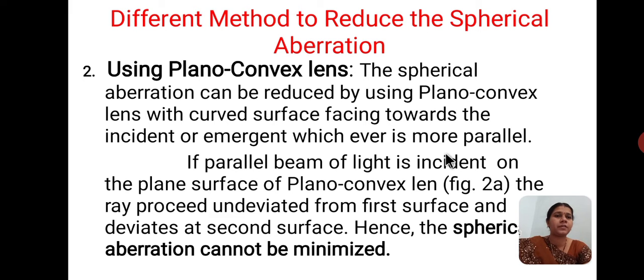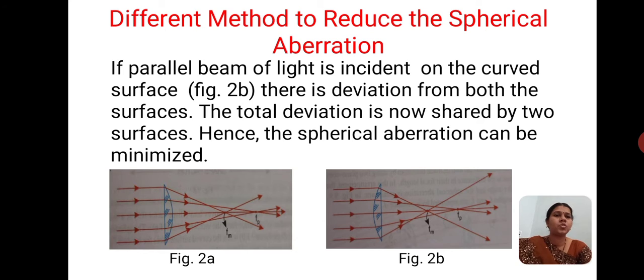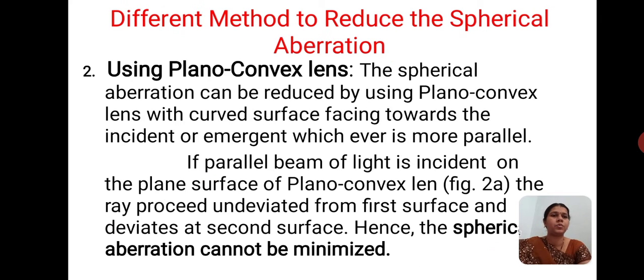I will show here now. The curved surface, they are told here, this is the curved surface. In the first figure we can see the curved surface is facing towards the emergent ray. Here the curved surface is facing towards the incident ray. The ray which is entering here, we call the incident ray. The ray which is coming out, we call the emergent ray. Whichever is more parallel, they have told.